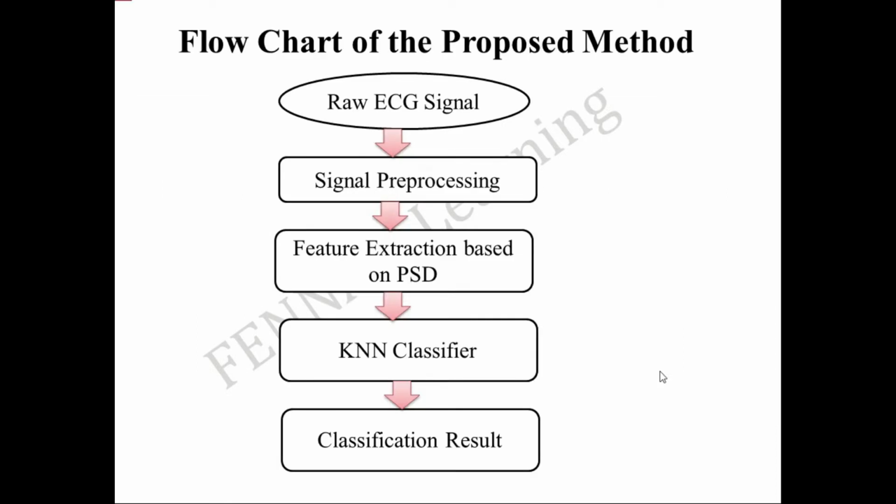This is the flowchart of the proposed method. We have to give the raw ECG signal as the input signal, and in the first step we have to pre-process the ECG signal. After the pre-processing step, we have to extract the features from the different power spectral density. Then the KNN classifier is used to classify normal ECG signal and abnormal ECG signal.